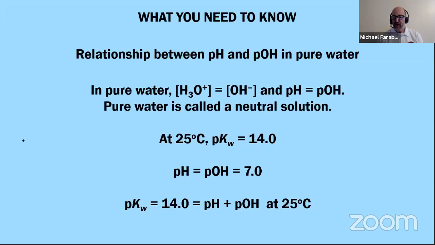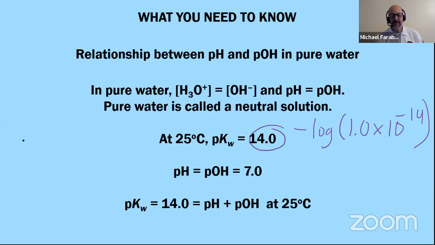All right, so the relationship between pH and pOH in pure water is that they are the same. Because the concentrations of hydronium and hydroxide are the same, the pH is equal to the pOH. So at 25 degrees Celsius, the pKw, which is just the negative log of the Kw, is equal to 14. So that's where we get that number. And since they're equal, then 7 plus 7 is 14. Again, all of these equations are given to you on the equation sheet.